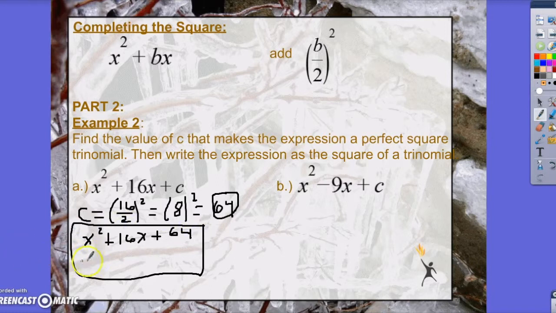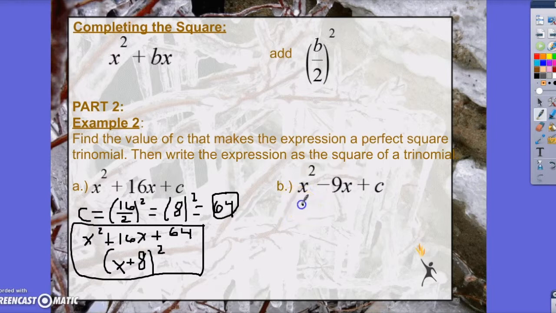If you see below, it says then write the expression as the square of a binomial. So this would be what? x plus 8, quantity squared. So you might want to pause the video and try letter B.